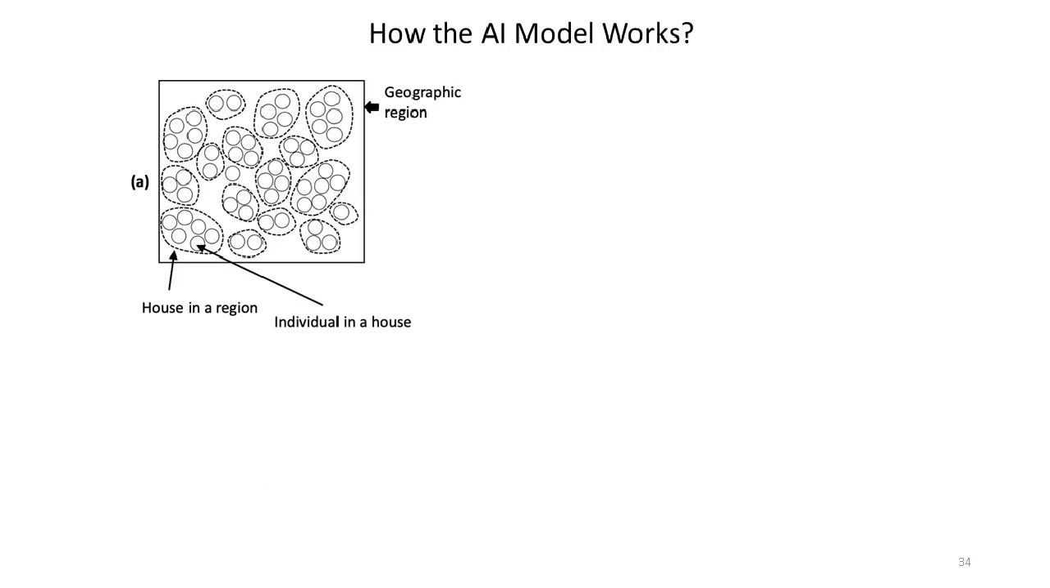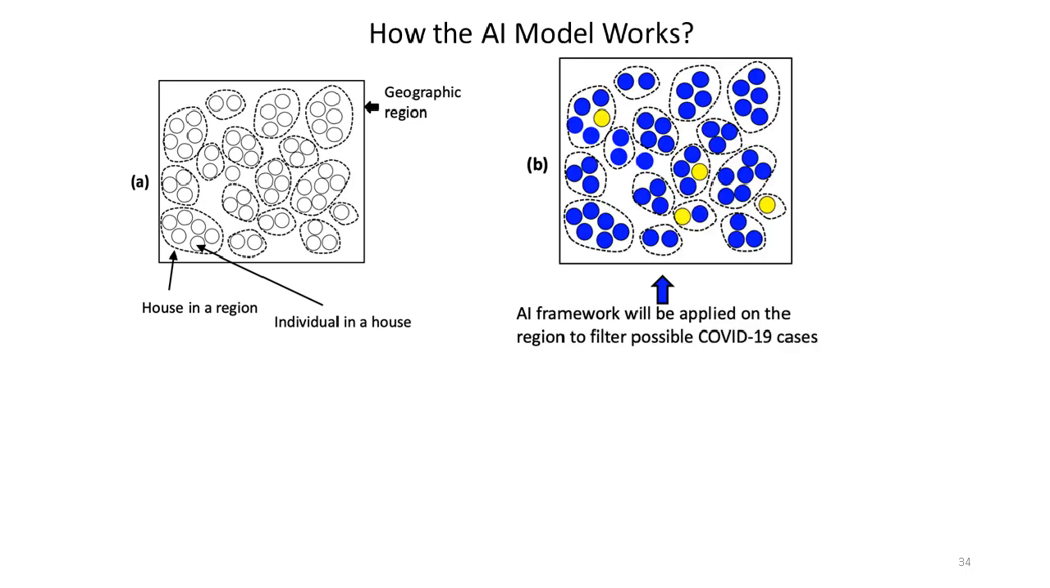And then pictorially, suppose this is a geographical region, and we have households within the region. They are demarcated, and within a household, some of the individuals respond. For example, the blue dots indicate those individuals who respond to the mobile based survey, and the yellow dots are those who never respond.